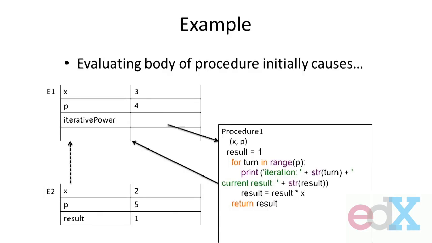And what that then says, to say it in a little more detail, is we have bindings for x and p up here. When we call the procedure, we do local bindings to the values passed in. We do local bindings for a result. And when we do that computation, the evaluation of the body only sees the bindings down here in E2.